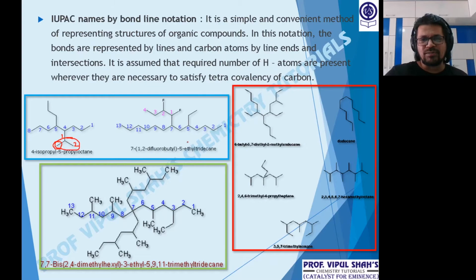Now see the branches. At 7 you have a branch which has more branches. Same way if I number from left, 1, 2, 3, 4, 5, 6. Yeah, so definitely this numbering is correct. Now at 5, again we number the continuous chain, so 1, 2, 3, 4. So here you have fluorine atoms, so fluoro, that's at position 1 and 2.